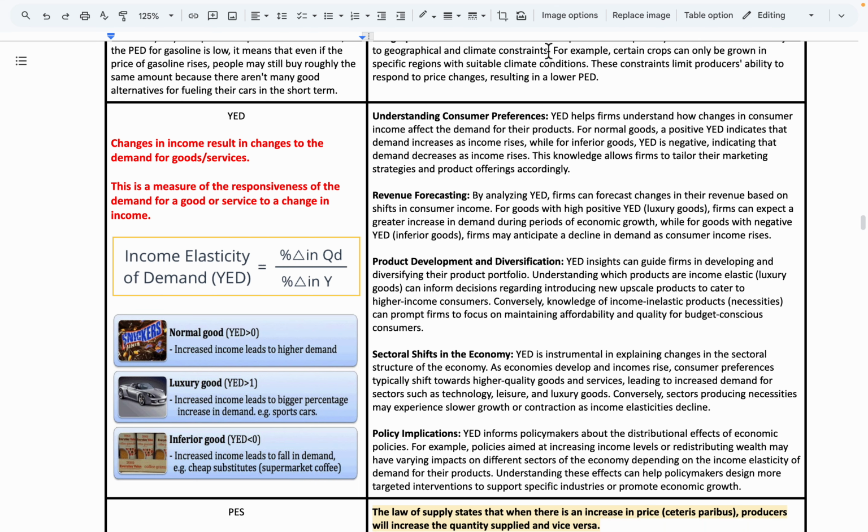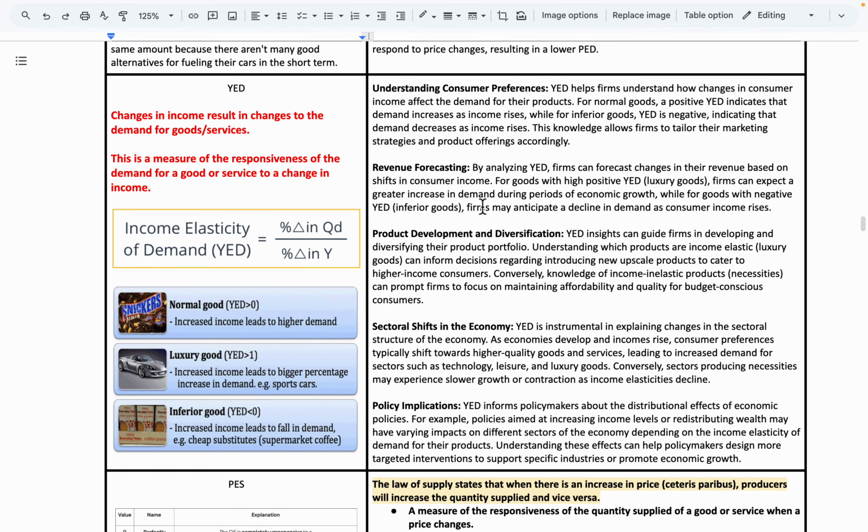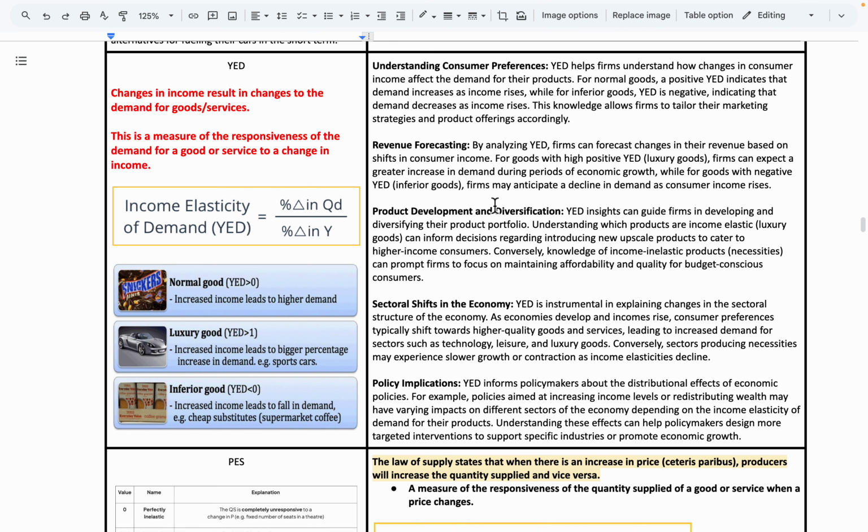Okay, so now let's talk about understanding consumer preferences. So YED helps firms understand how changes in consumer income affect the demand for their products. So for normal goods, a positive YED indicates that demand increases as income rises, while for inferior goods, YED is negative, indicating that demand decreases as income rises. This knowledge allows firms to tailor their marketing strategies and product offerings accordingly. And they could also do some revenue forecasting, product development and diversification, sectoral shifts in the economy, and policy implementations.